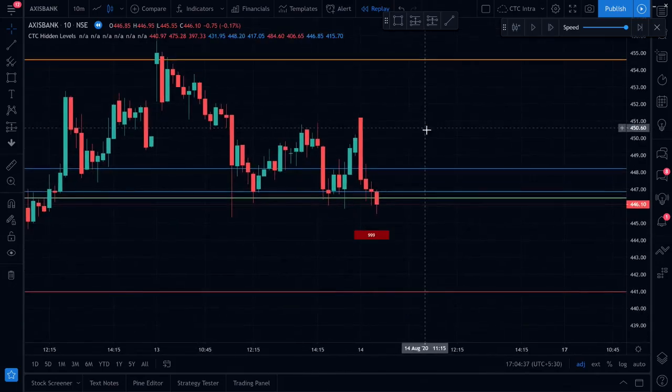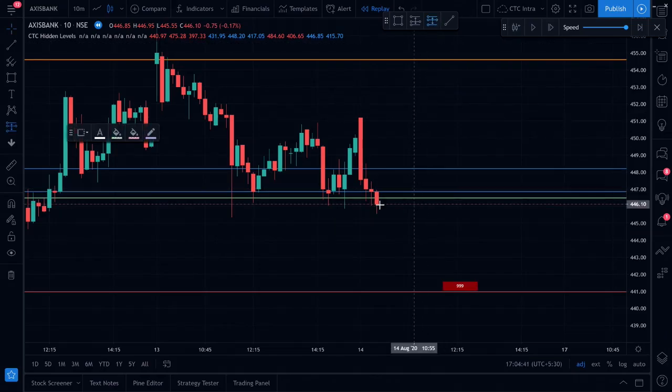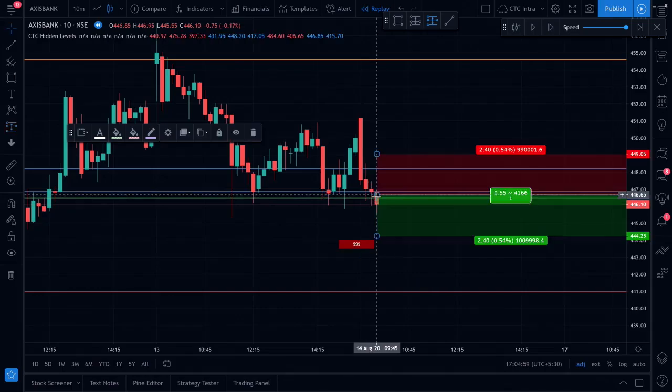We are going short, so we use this short position tool. Now this is the level which got broken down. Now you have to identify the center of this level. Both these lines, right? The center of both these lines is approximate here. So place this tool here.